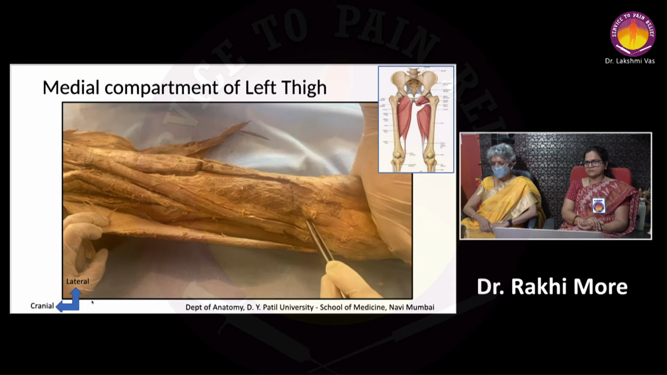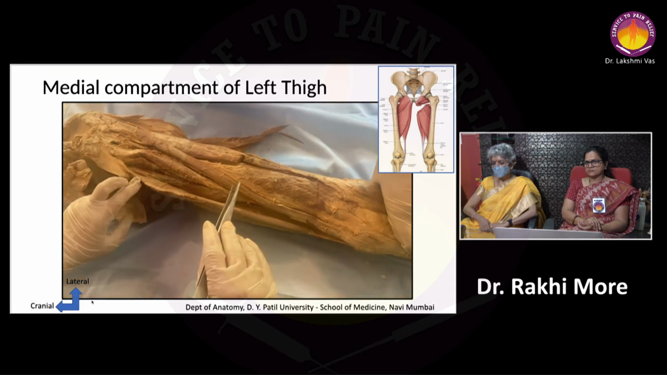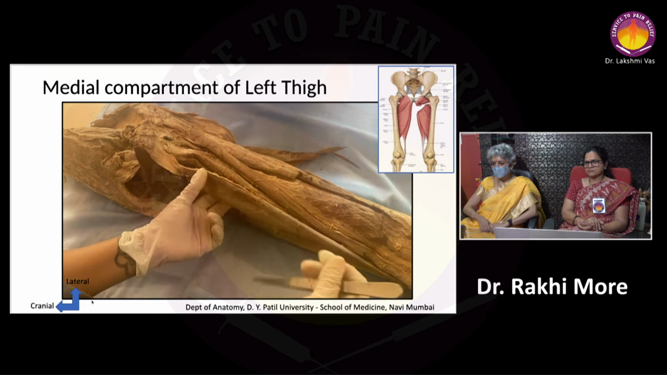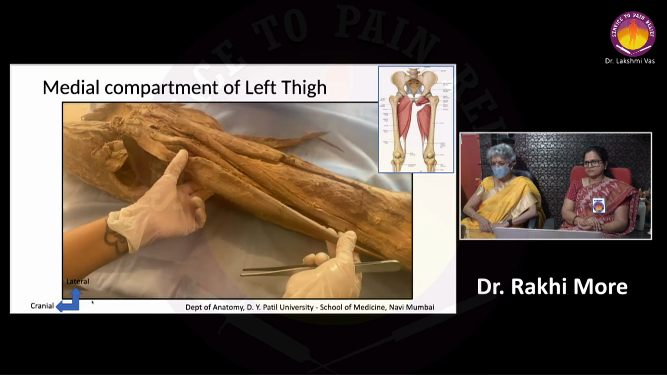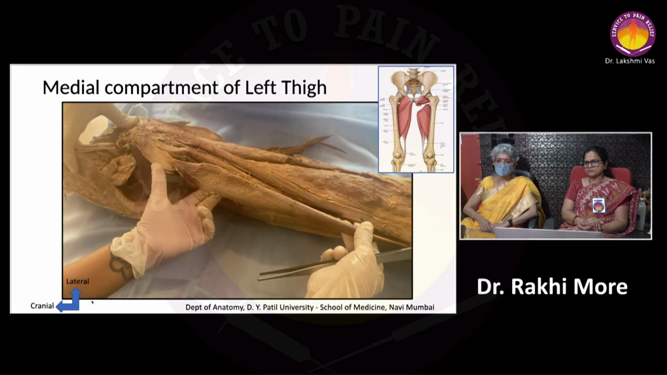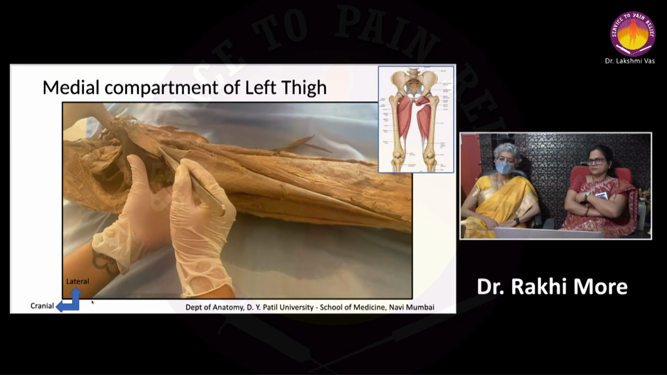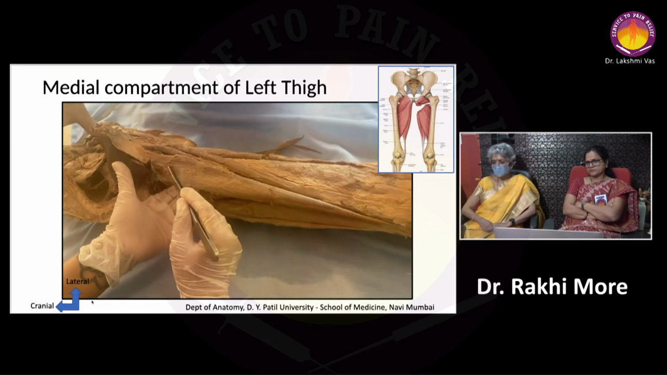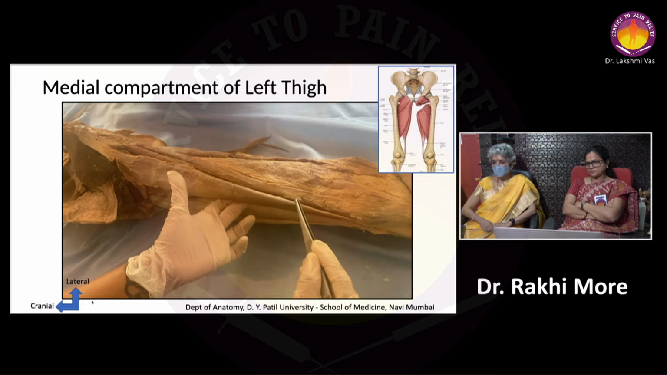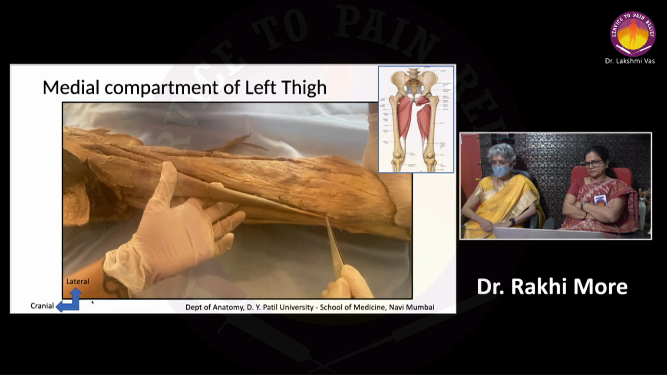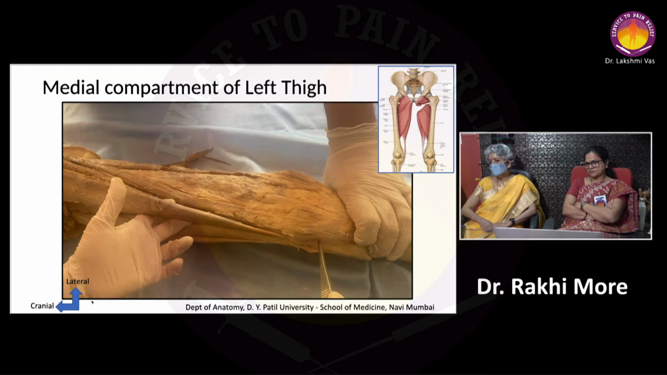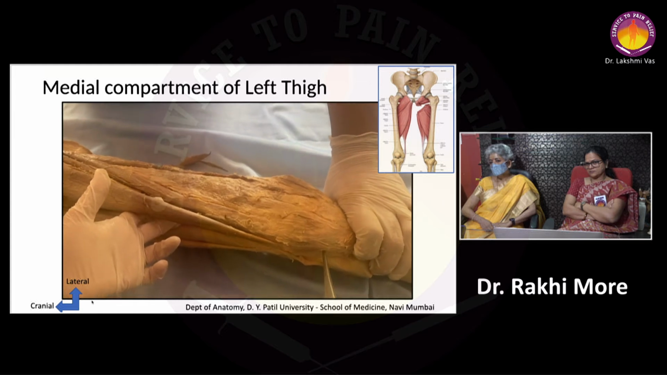The next muscle which we see is the gracilis. You can see this muscle over here. It is very well developed in this individual, the gracilis. It takes origin from the lower margin of the ischiopubic ramus and gets inserted, along with the sartorius and the semitendinosus, on the medial surface of the medial condyle of the tibia.